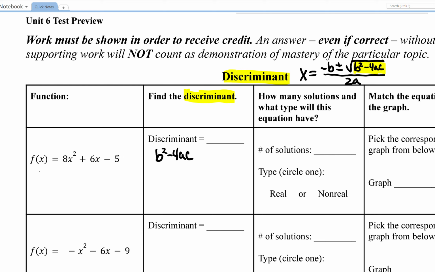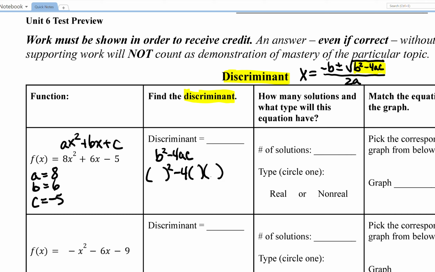So if we want to know what is the value of the discriminant, we would want to say in this case, so it's ax squared plus bx plus c, that a equals 8, b equals 6, and c equals negative 5. And so I can then just plug in the values. Here's my b squared minus 4 times a times c. And my b is 6. And my a is 8. And my c is negative 5. And then I can just plug that in my calculator.